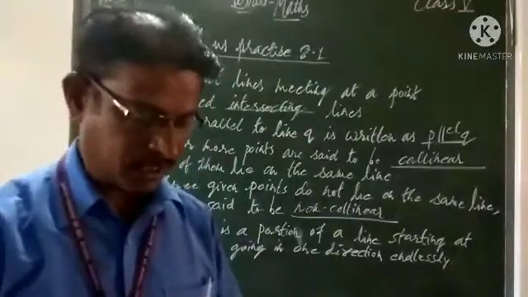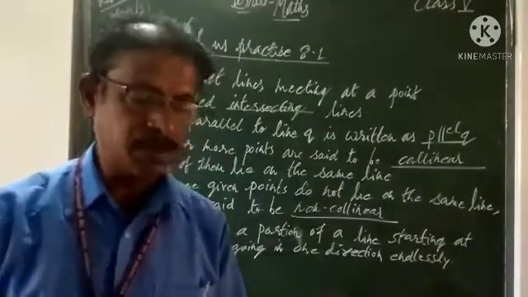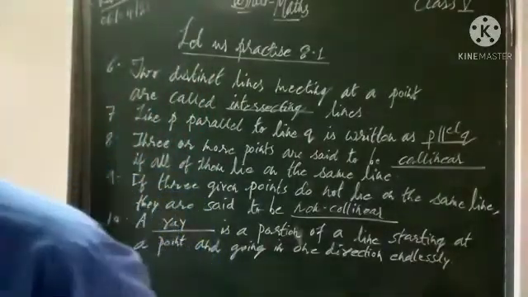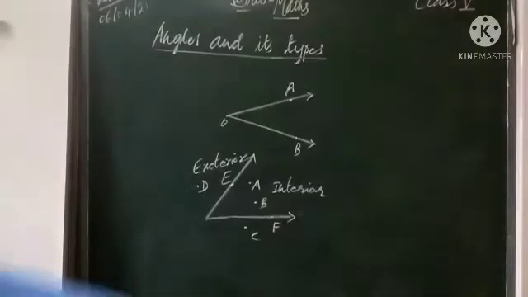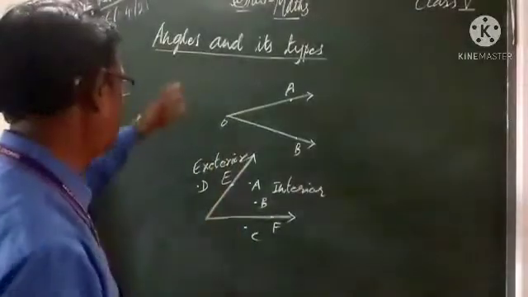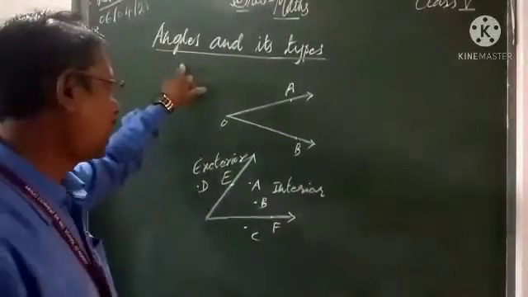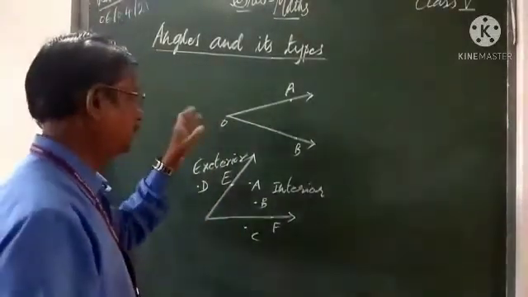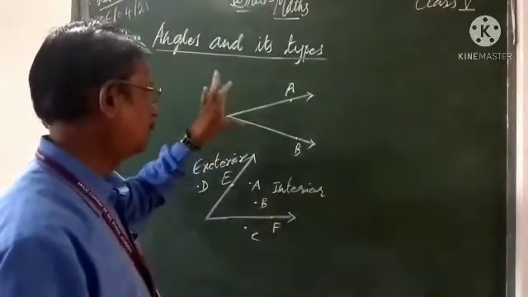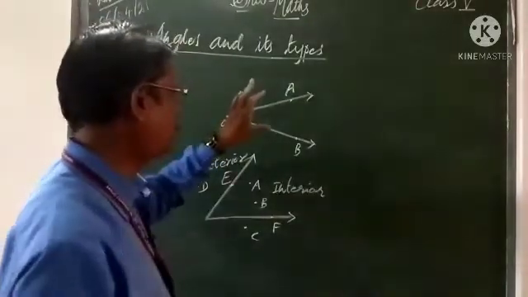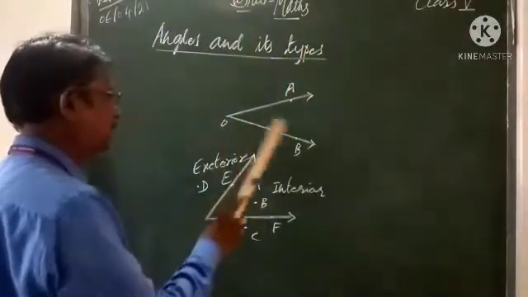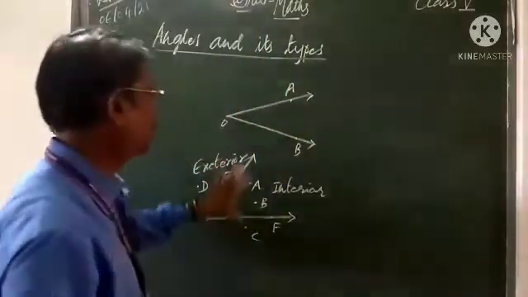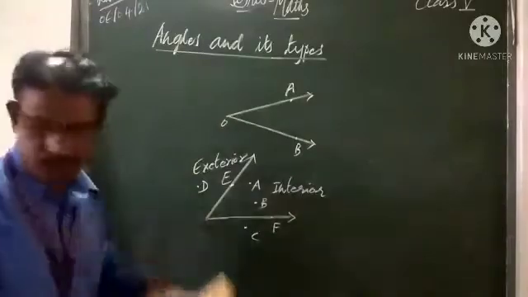Now I will explain again. We will study angles and their different types. Now we have to study an important topic: angles and their types. Angles are given, and by looking at an angle we have to identify which type of angle it is. So different types of angles are there. Such diagrams are called angles. Now what is an angle?